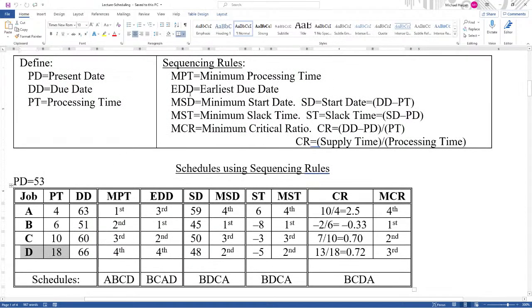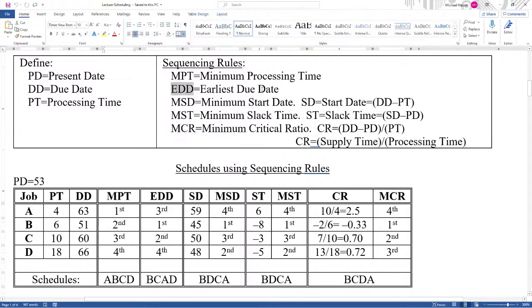Okay, the minimum processing time rule simply says the job with a minimum processing time will be the first job in the schedule. So A will be first because the 4 is the lowest, the minimum processing time. Then B is the next highest, which is the second job. C is the third job, and then D is the fourth job. And that's really all there is to the minimum processing time. You just place them in order: first, second, third, fourth, A, B, C, D. And that's really all there is to it.